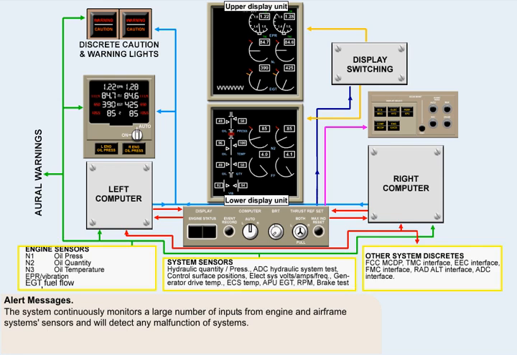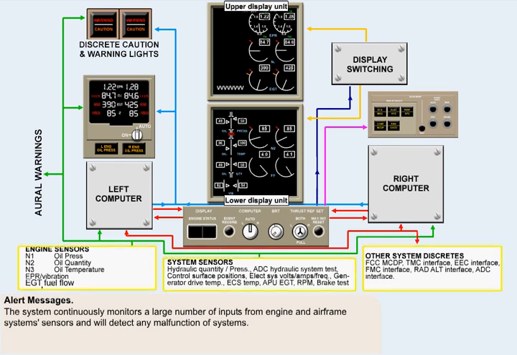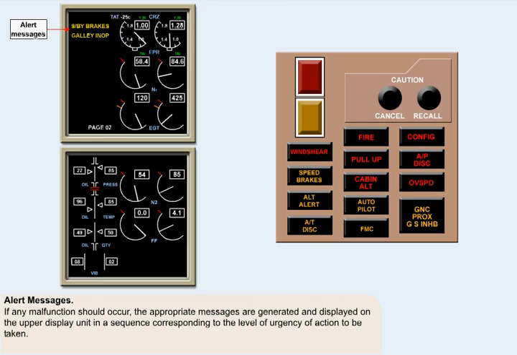The system continuously monitors a large number of inputs, typically over 400 from engine and airframe system sensors, and will detect any malfunctioning of systems. If any malfunction should occur, then appropriate messages are generated and displayed on the upper display unit in a sequence corresponding to the level of urgency of action to be taken.